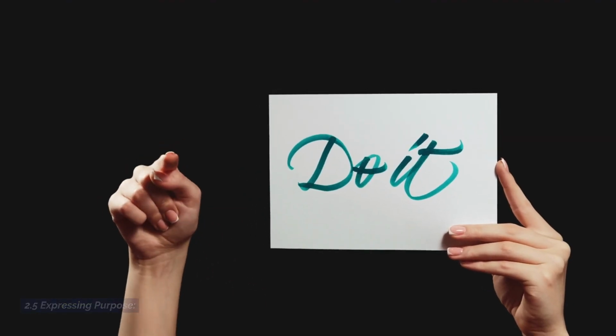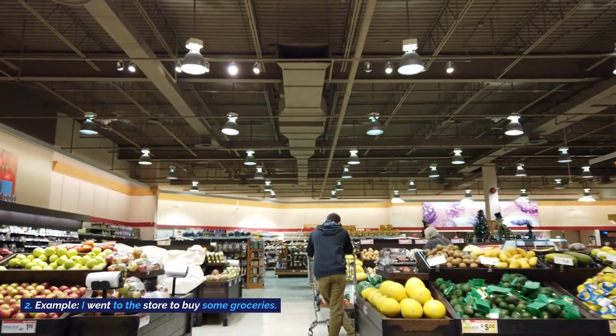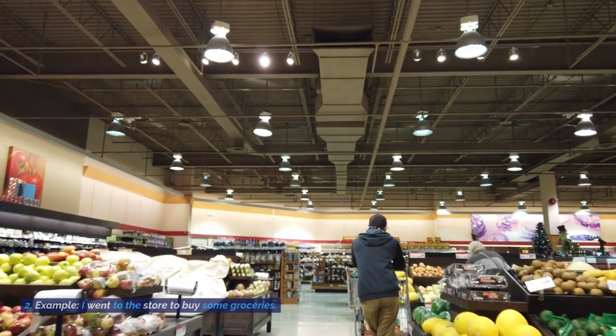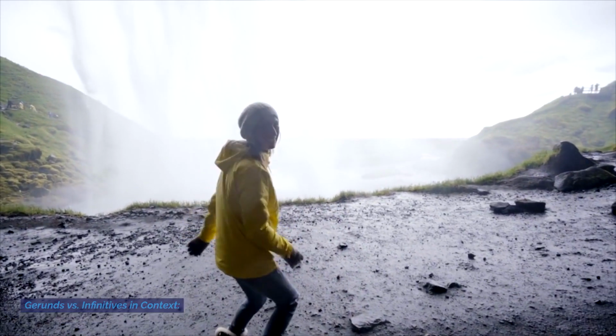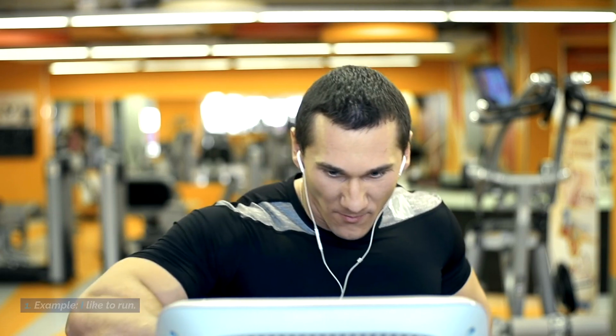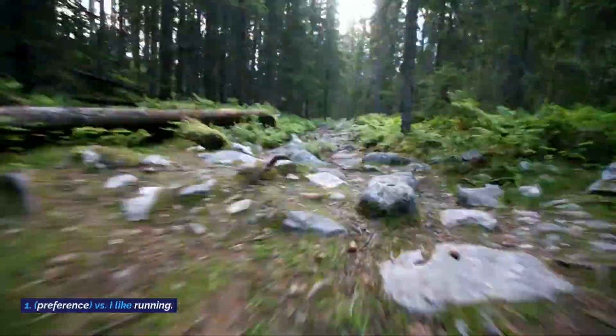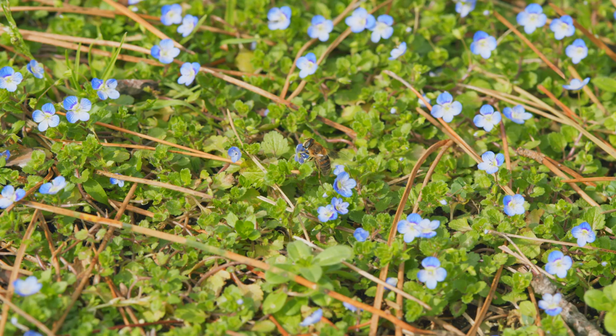2.5 Expressing purpose. Usage: infinitives express purpose or intent. Example: I went to the store to buy some groceries. 3. Gerunds versus infinitives in context. 3.1 Verbs with different meanings. Example: I like to run. Preference. Versus I like running. Activity.